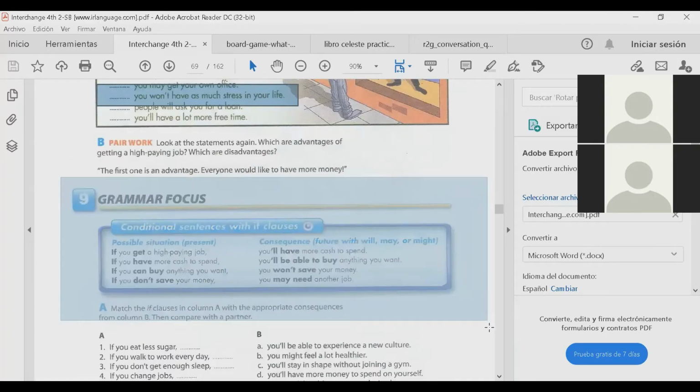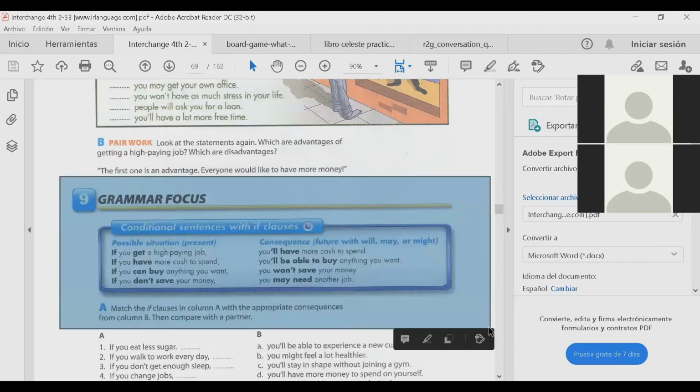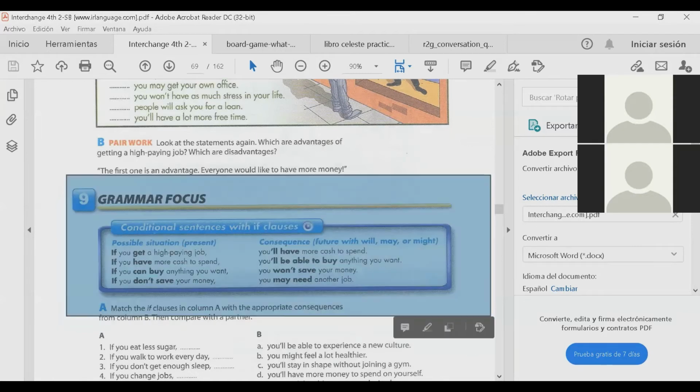Into the grammar focus. Guys, this is something that you know, but the problem is that we don't use it correctly. Today we're going to study the first and the second conditional at the same time, for you to see the difference between both. This is something that you use, but sometimes we use it incorrectly. Let's take a look at the first conditional. This is the grammar focus for today, the first and the second conditional.